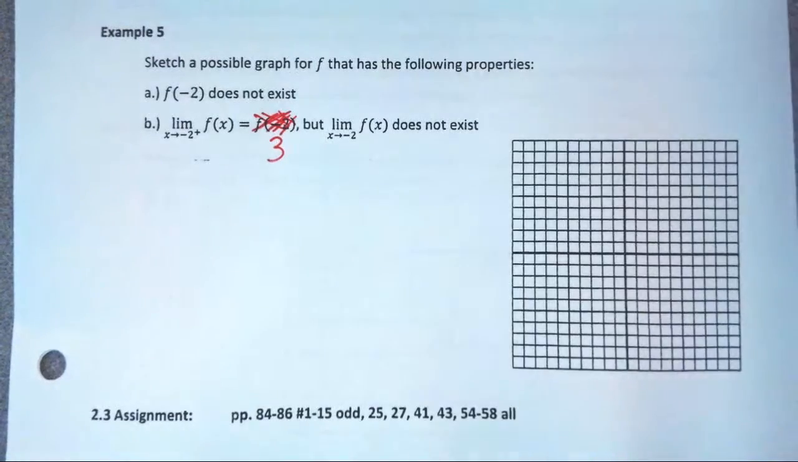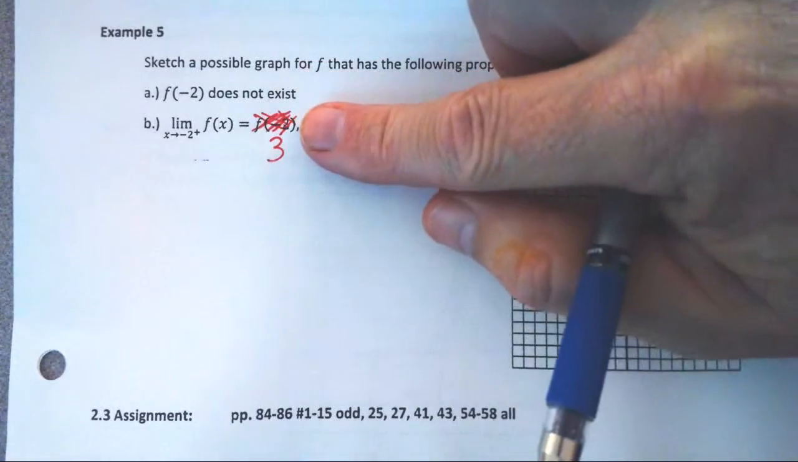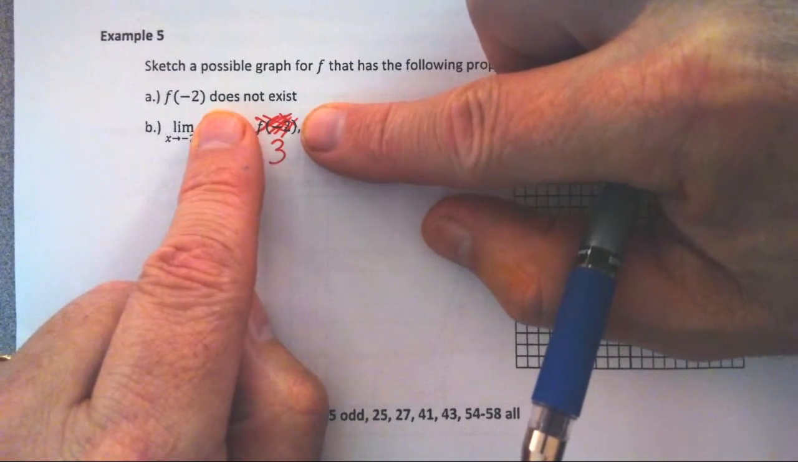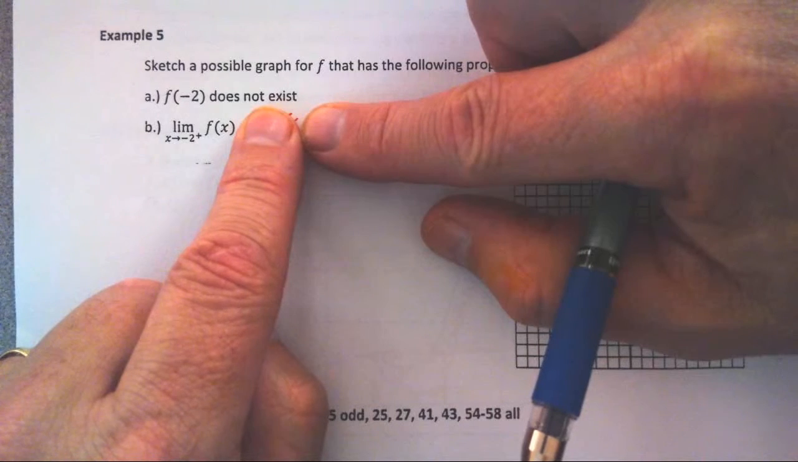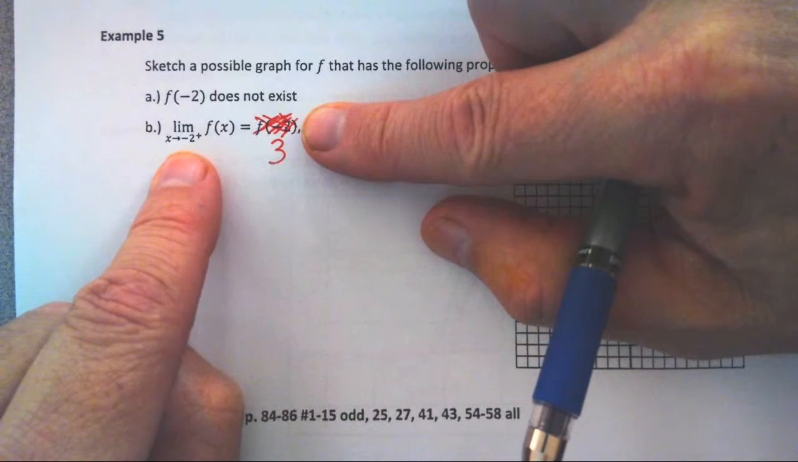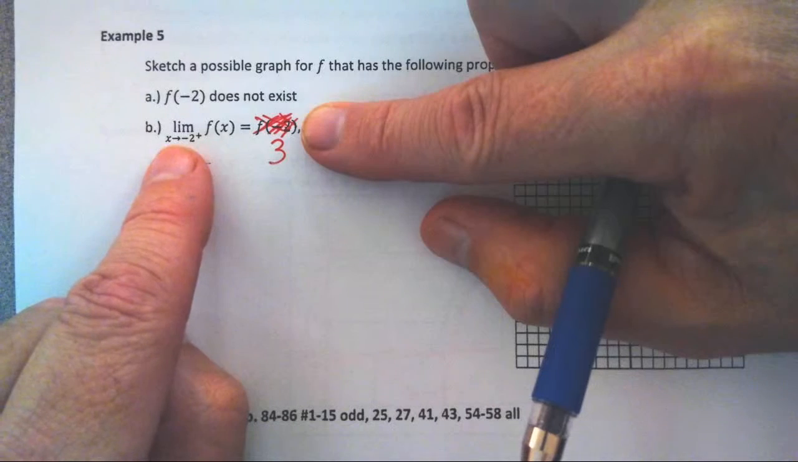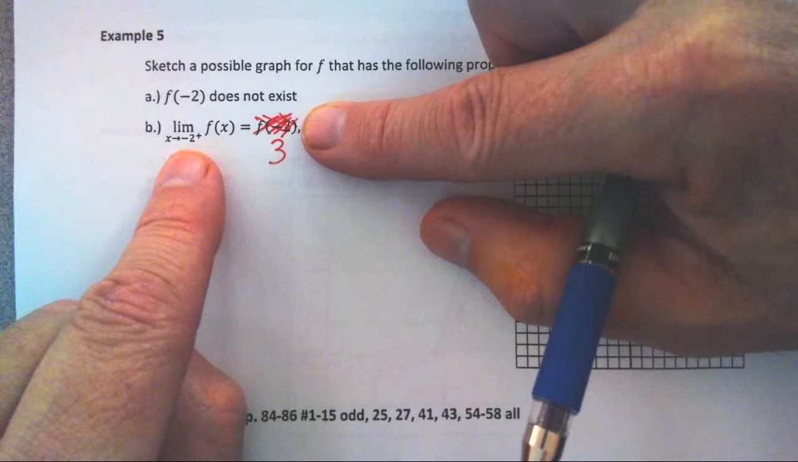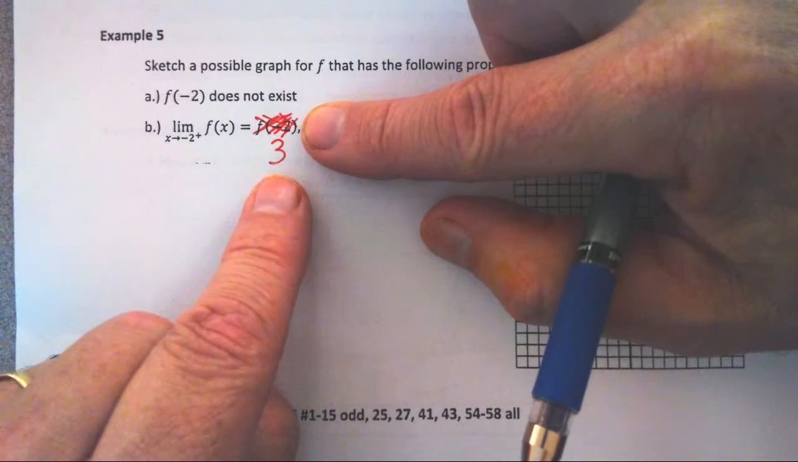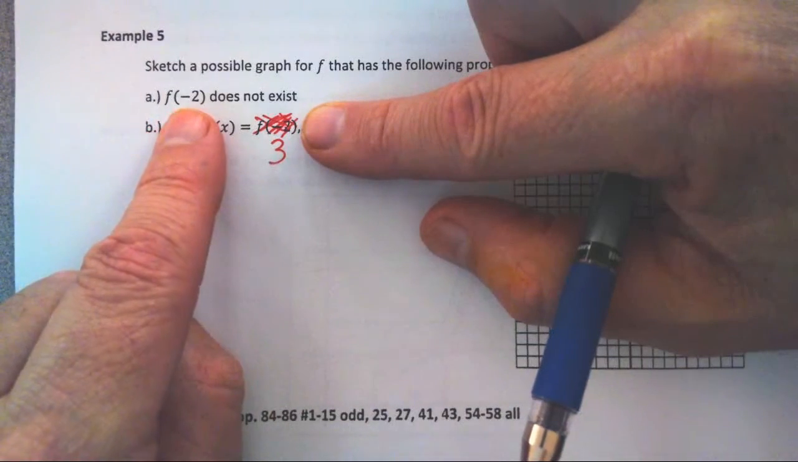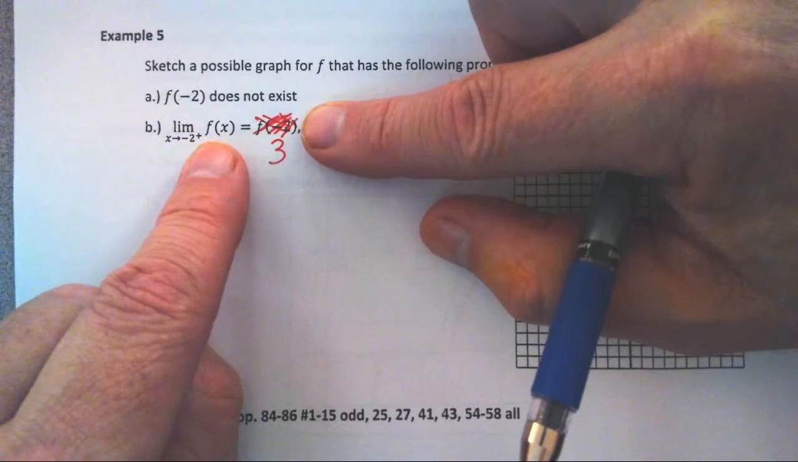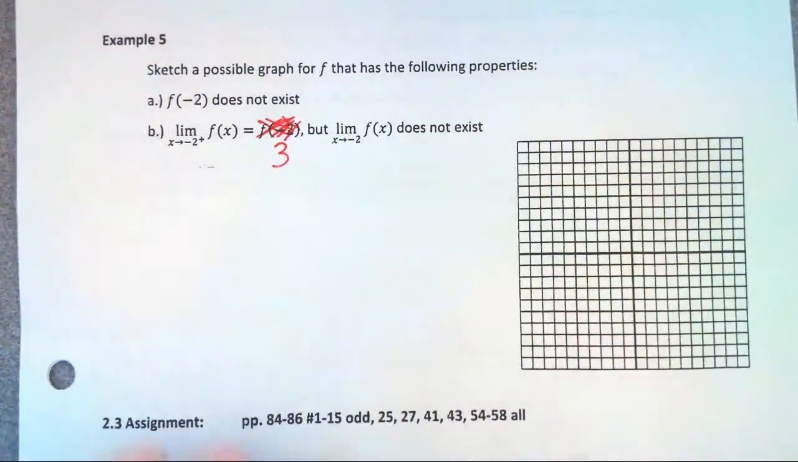Let's see if you can come up with a point or a location out of these first 2 statements. f of -2 does not exist, but the limit of f of x as x approaches -2 from the right is 3. F of -2 does not exist, but its limit from the right is 3. Can you get something on your graph just from those 2 statements?